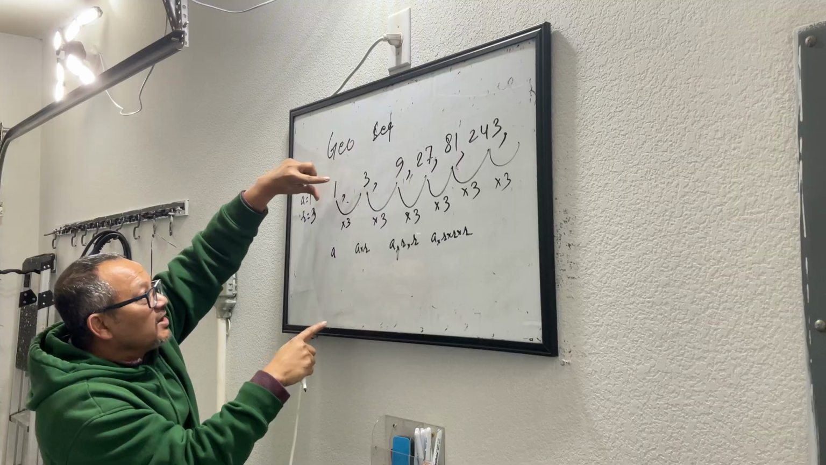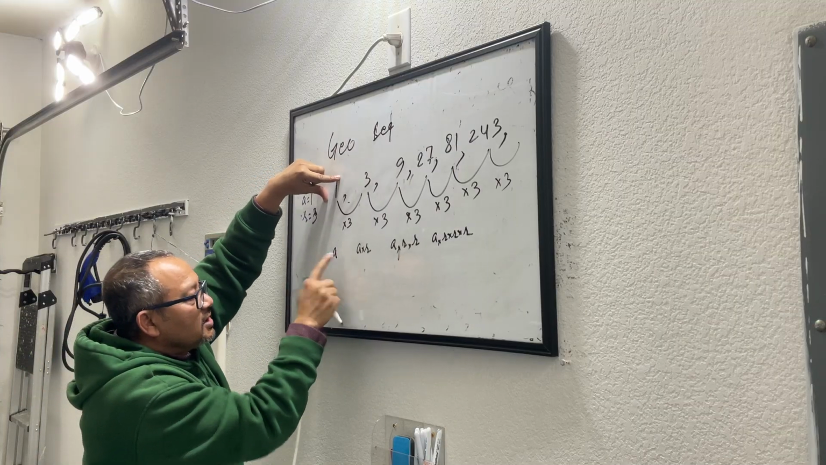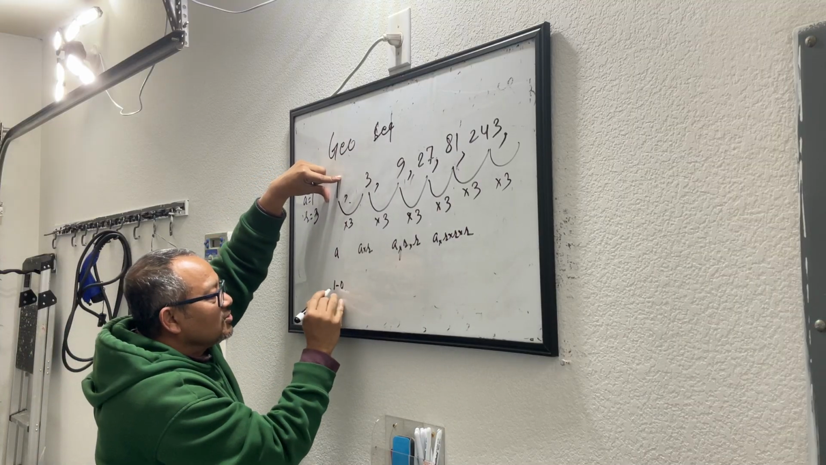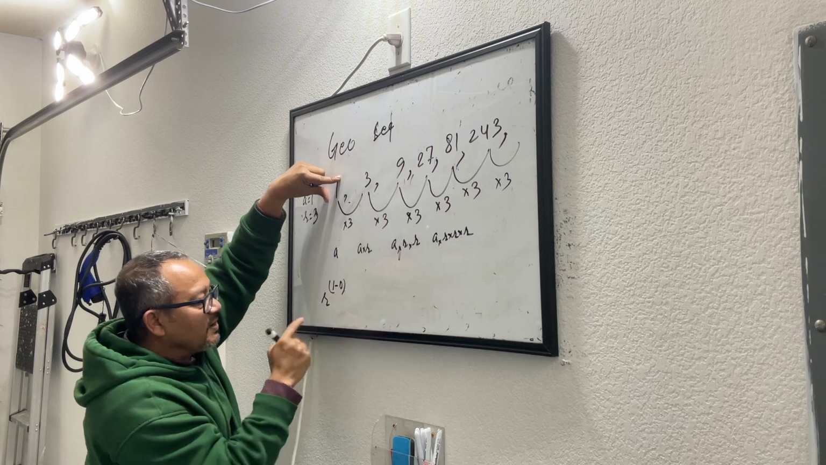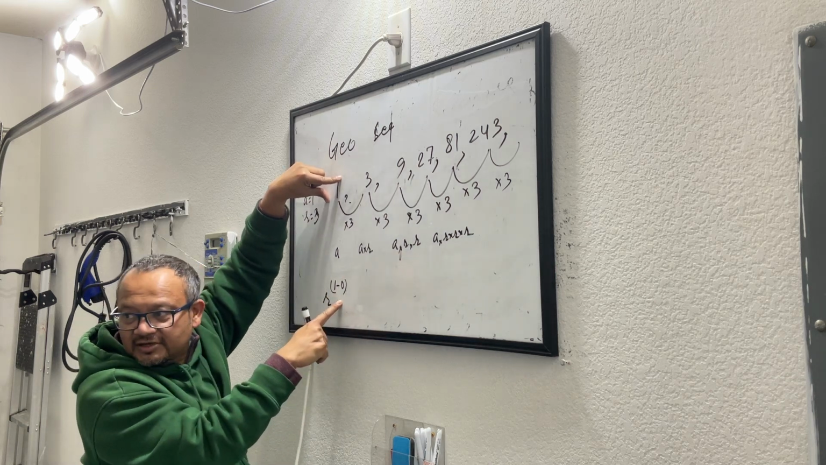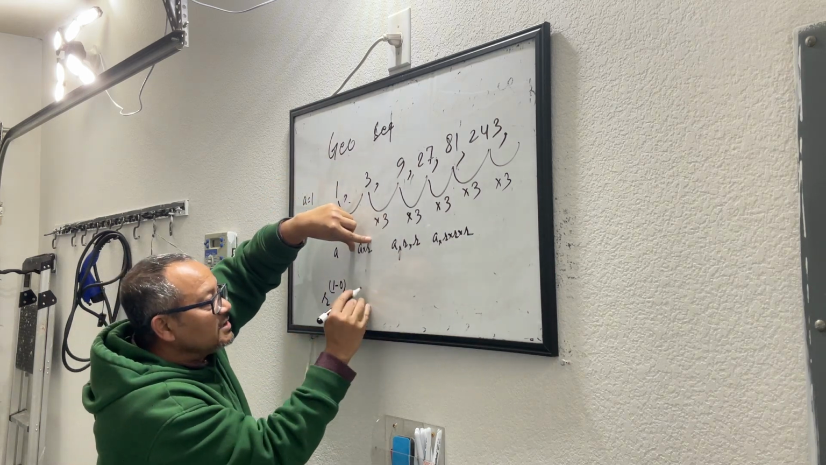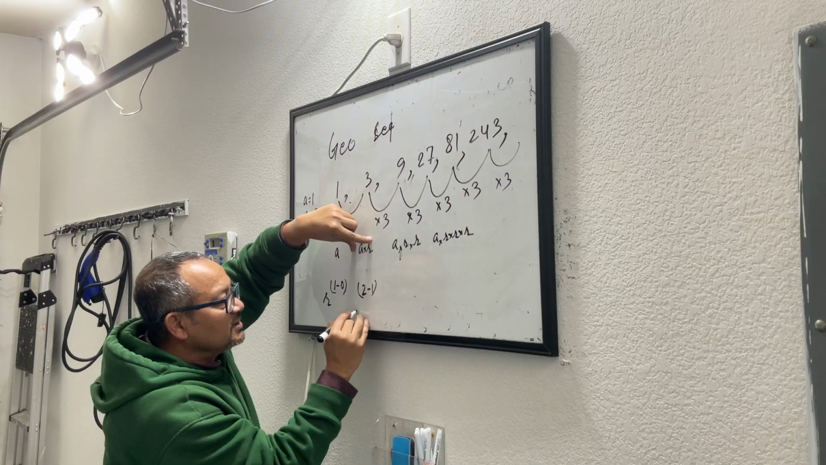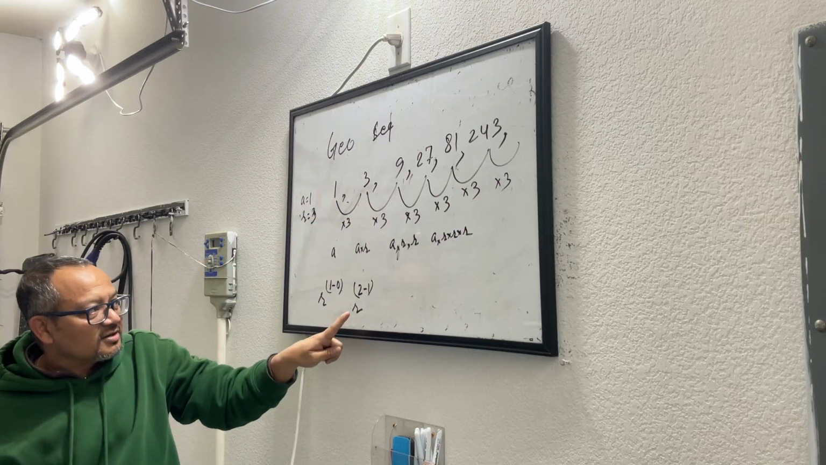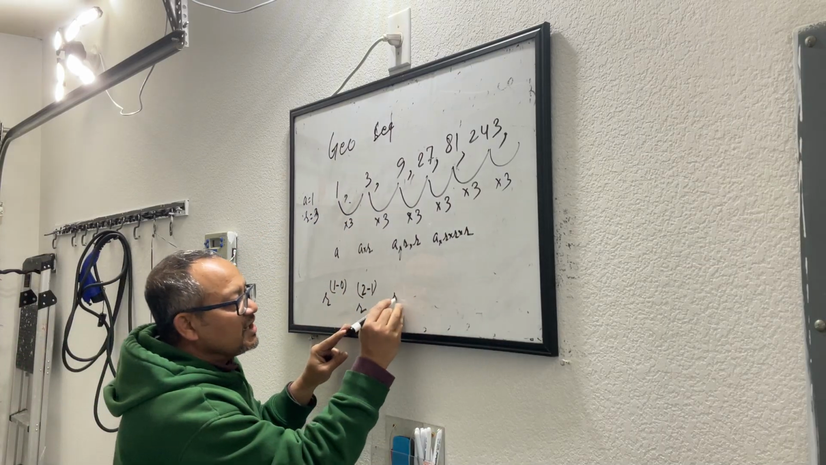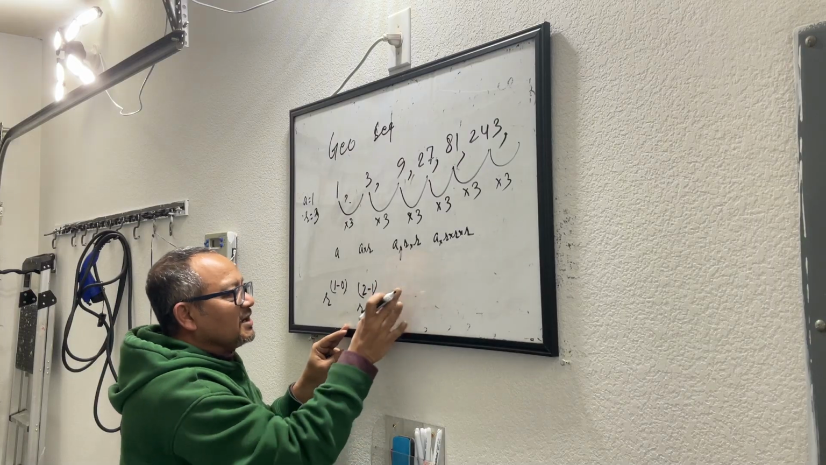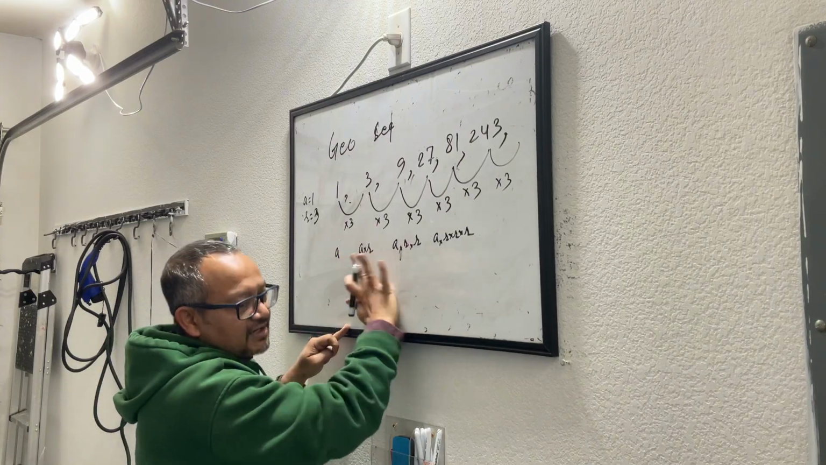Again, look at it. First term has no R. So 1 minus 0 R. R to the power is 1 minus 0. That's what it is. Second term has 2 minus 1. This is the power to the R. Third term, if you see R, okay, let me write it down.